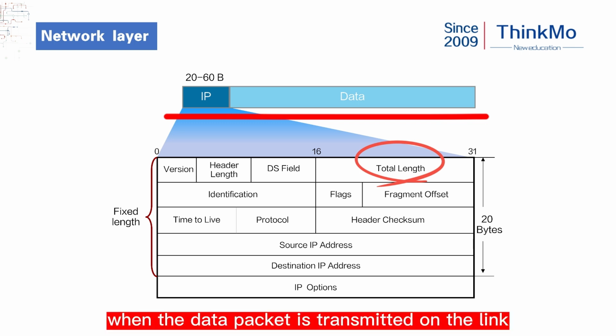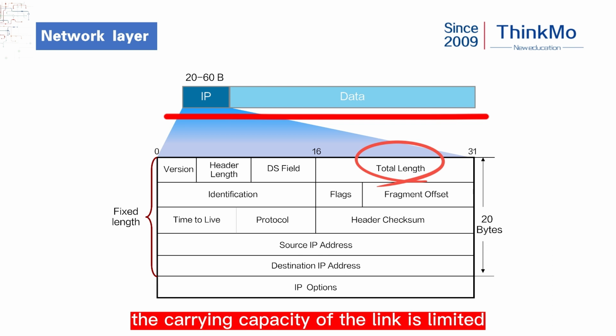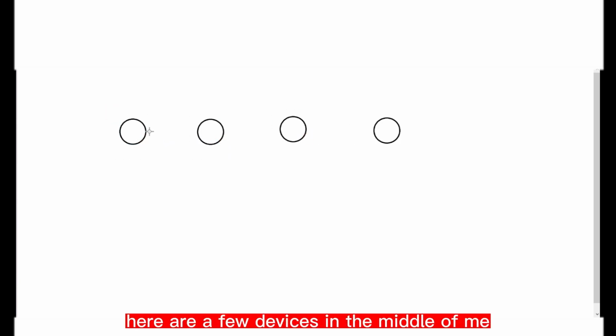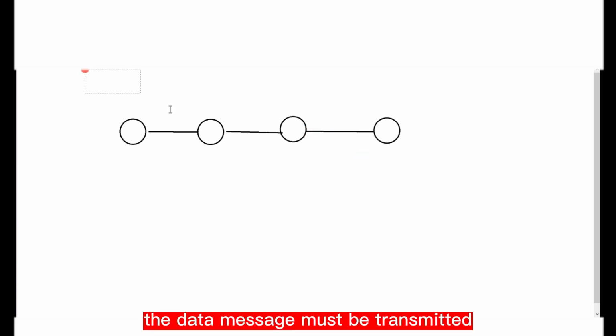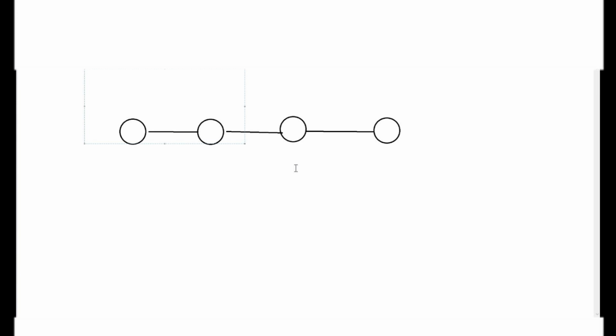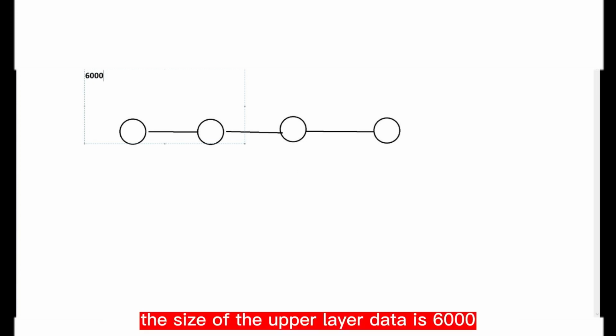When the data packet is transmitted on the link, the carrying capacity of the link is limited. For example, I want to send data. Let's list some devices in the middle and draw some links between us. Finally, the data message must be transmitted over these links. Suppose I want to send upper layer data now. The size of the upper layer data is 6 kilobytes.